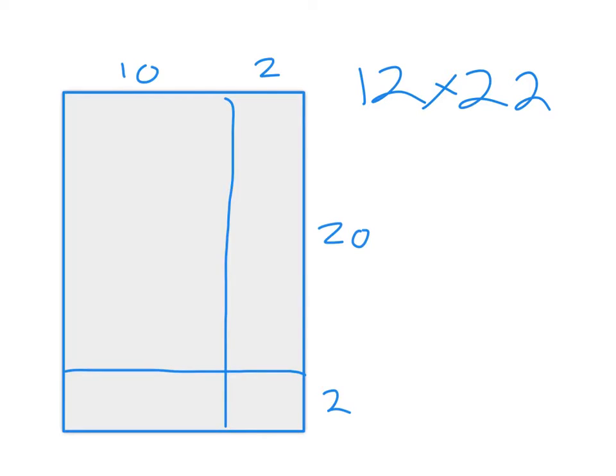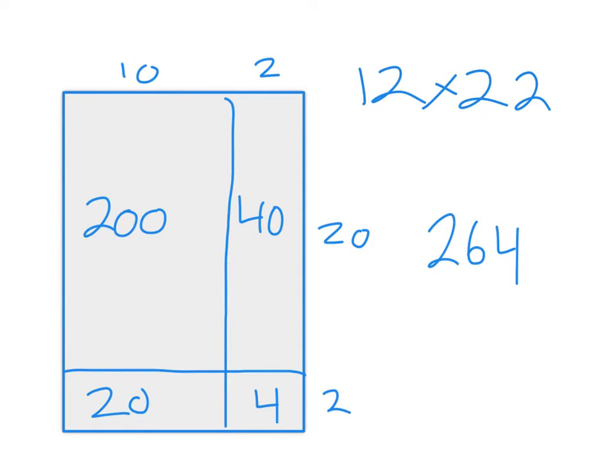So this top left box is a 10 by 20, which is 200. The top right box is a 2 by 20, which is 40. The bottom left box is a 10 by 2, which is a 20. And the bottom right box is a 2 by 2, which is 4. And so you add those things up and you get 264.